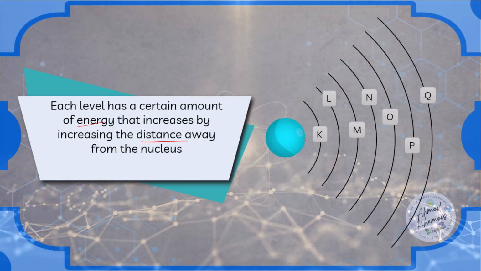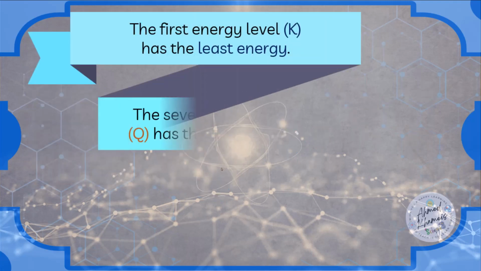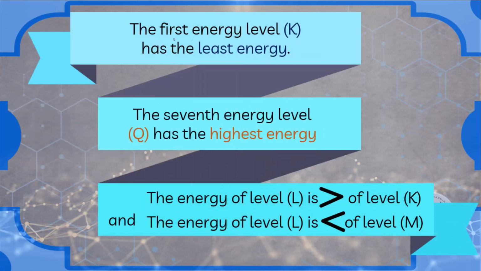So the least or the smallest energy is K, and the largest energy is Q. And then K is smaller than L, M is larger than L. So the first energy level K has the least energy. The seventh energy level Q has the highest energy, and the energy of level L is greater than level K, and the energy of level L is smaller than level M.